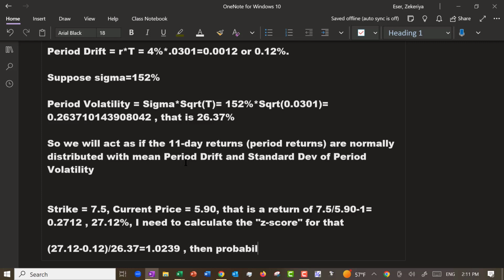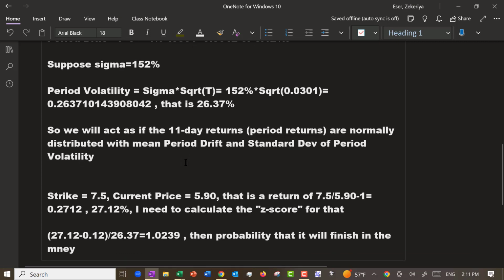and probability that it will finish in the money is probable. The standard normal distribution is going to be above that, or in Excel, NORM.S.DIST.